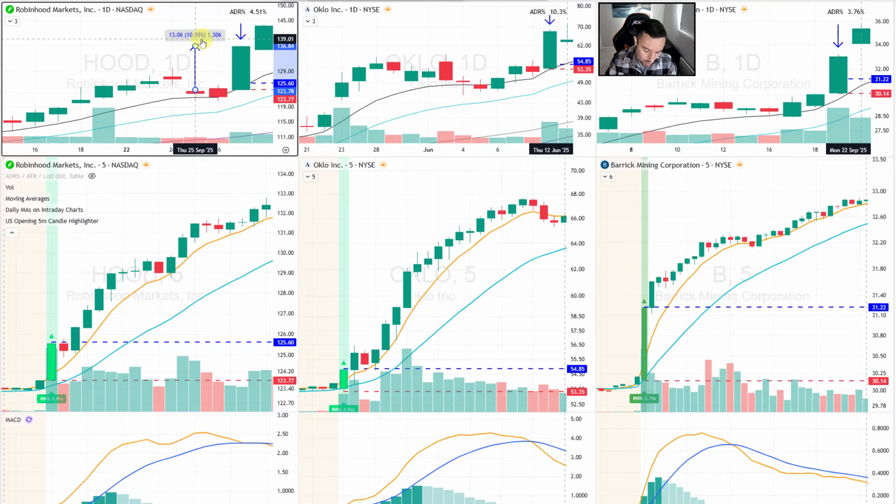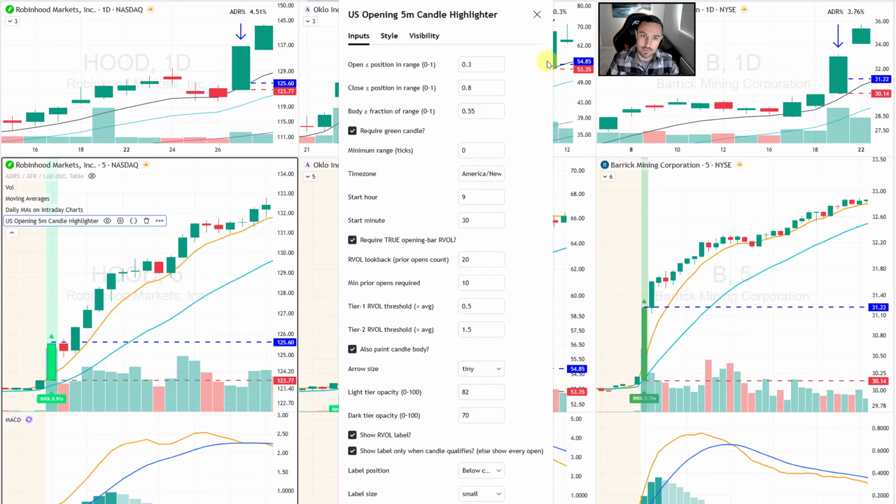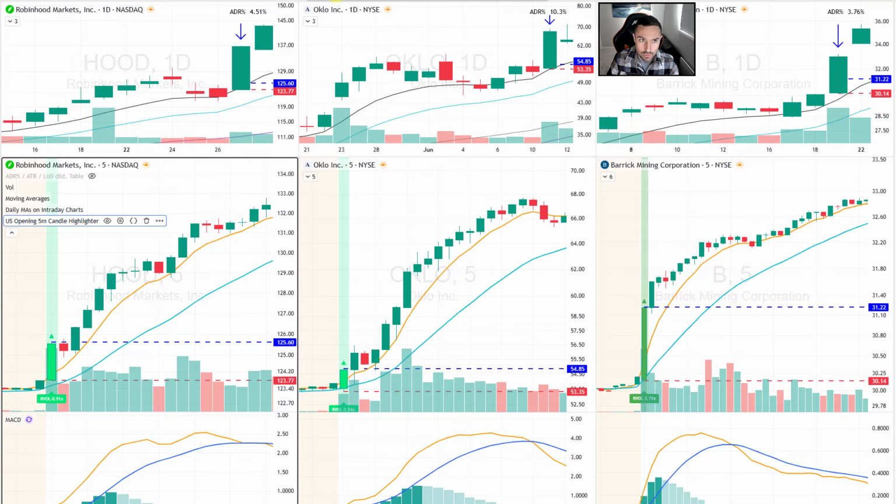Okay, so what we want to know is, well, what did Robinhood do there? It's going to display a lot of intraday relative strength, but also, in the opening 5 minutes, what did that candlestick look like? Again, this is deliberate practice. This is how we build our mental representations. The indicators here are the US opening candle, the US opening 5-minute candle highlighter. I'll take you through the settings shortly, but I just want to take you through the repeatable characteristics.